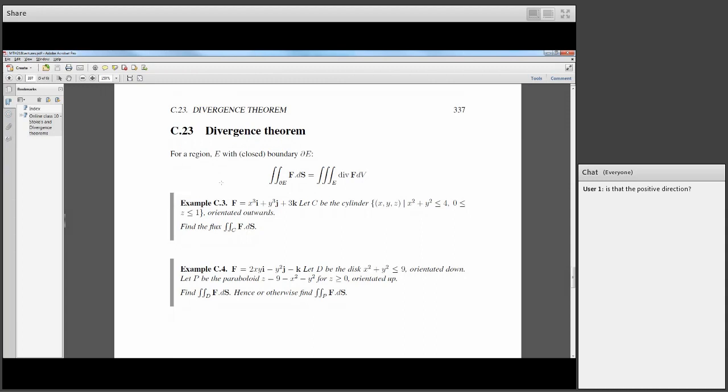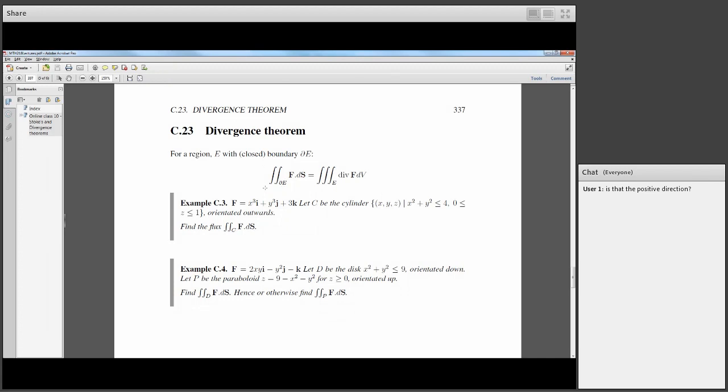So the next big theorem is the divergence theorem. So the divergence theorem is sort of a general, again, a generalization of Green's theorem. It isn't really clear how that is at first glance, but it is. It's sort of moving this whole idea into three, into a triple integral rather than double integral.